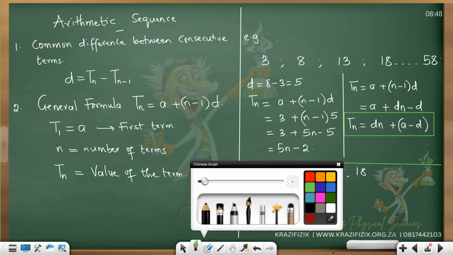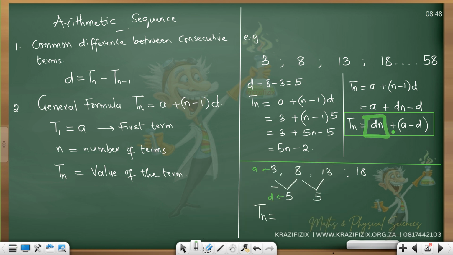Now, but look at the formula. The formula says what? Dn plus A minus D. What is D? The difference is 5. So I don't need all of these stories. I could just come here, 5n, and A minus D, 3 minus 5. Minus 2, one line, and you move to the next question. You don't have time to waste in grade 12.